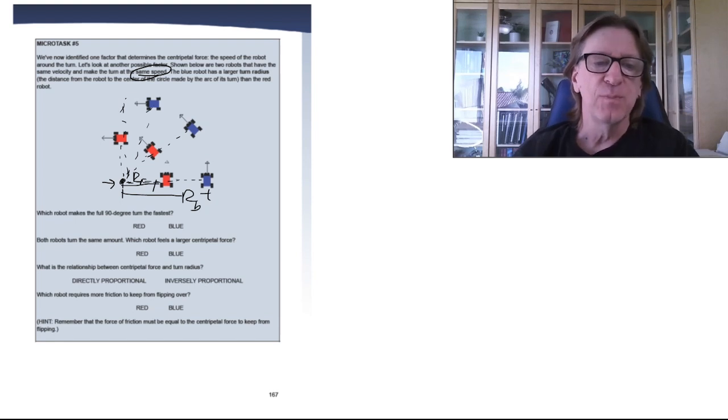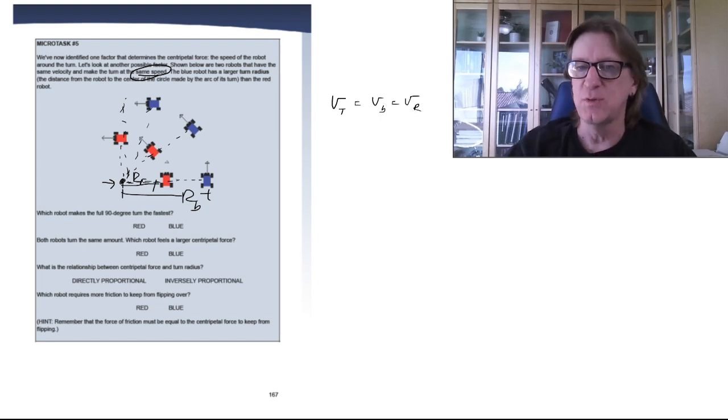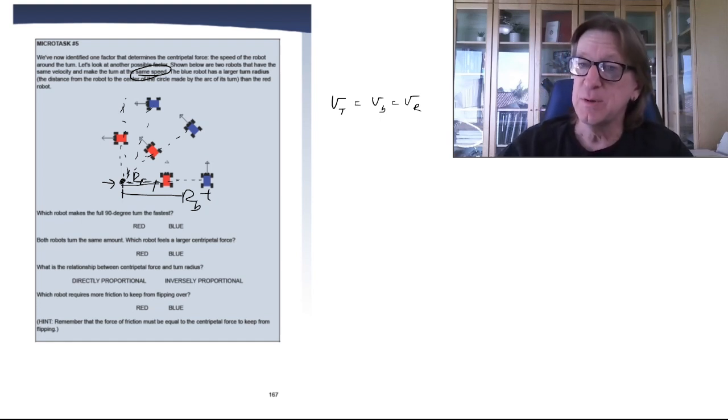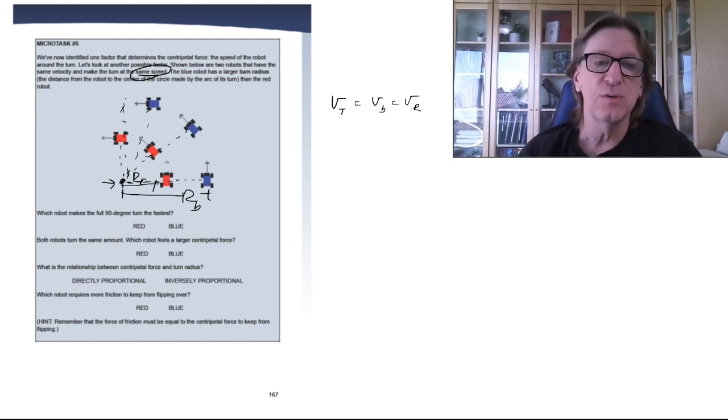All right, so which robot then will make the 90-degree turn the fastest? Now they're moving at the same speed, so the tangential velocity for blue is equal to the tangential velocity for red. They're moving at exactly the same speed along the track. Which one is going to complete that turn the fastest? Well, it's going to be the red because he's got less distance that he has to go. Does that make sense? So he's going this way, whereas the blue has to travel a lot further.